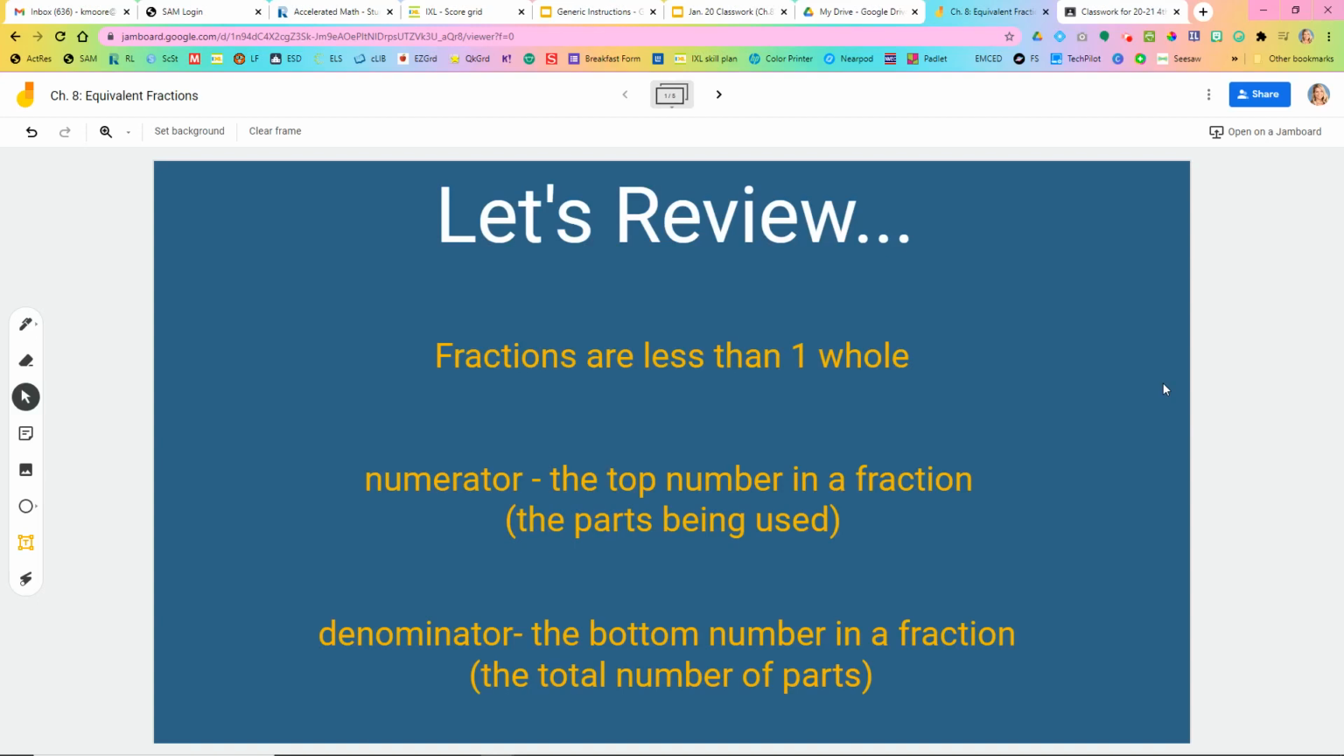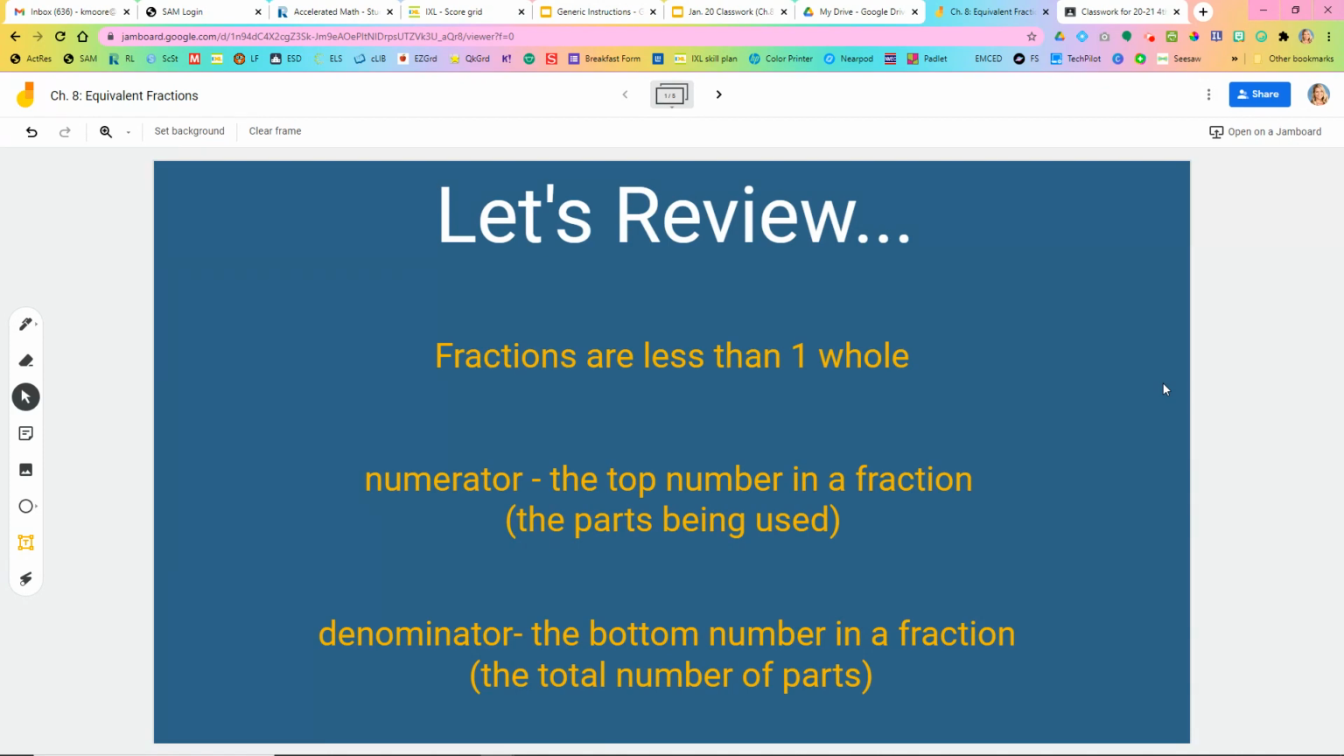Hi, Landon. So let's review what we've learned this far. We've just started talking about fractions, and we've learned that fractions are less than one whole. Fractions fall in between 0 and 1 on our number line.